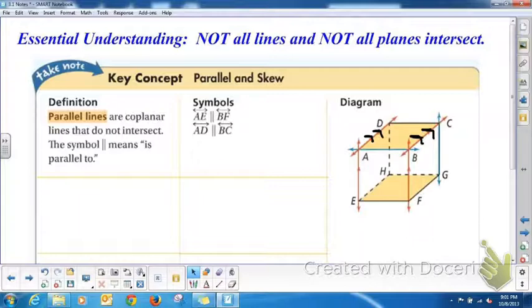So the symbols here, line AE and line BF are parallel. And you can see that by these little arrows. And line AD and line BC are parallel. And again, by these arrows. These arrows don't mean congruent. They mean parallel.